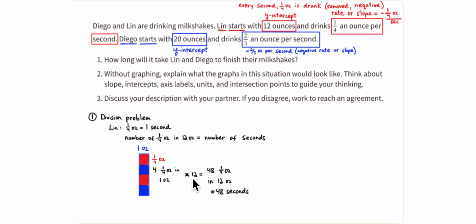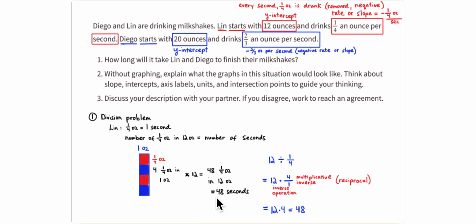But she has 12 ounces. So if there are 4 1/4 ounces in 1 ounce, then 12 times that means there's 48 1/4 ounces in her 12-ounce drink. Well, every 1/4 of an ounce is 1 second, so that means that she takes 48 seconds to drink her milkshake. So let's go through that mathematically, where we do the calculation. That's 12 divided by 1/4. You're answering the question of how many of these 1/4 are in 12 ounces. Imagine that you have 12 of these rectangles. How many of these small squares are in a total of those 12 rectangles? Well, that's 12 divided by 1/4.